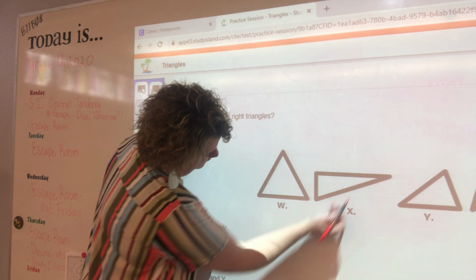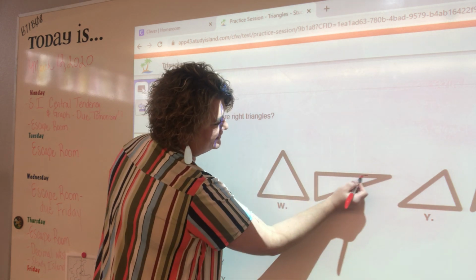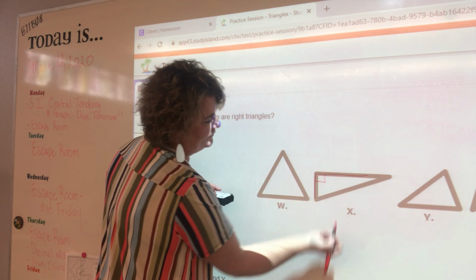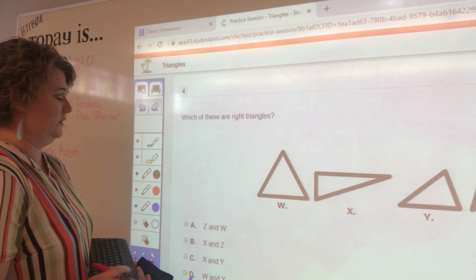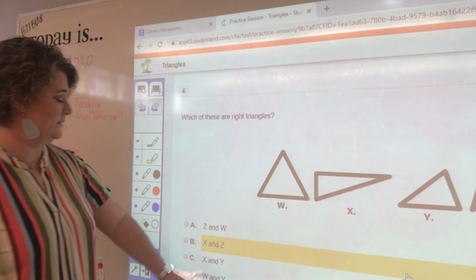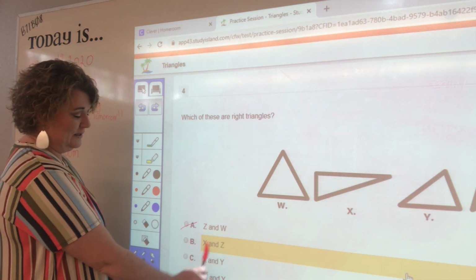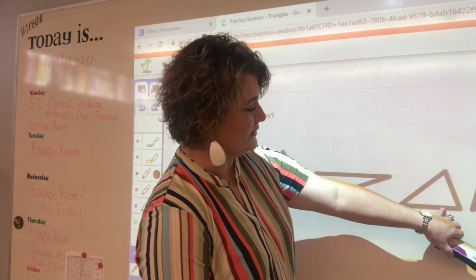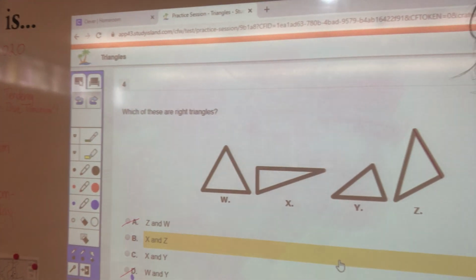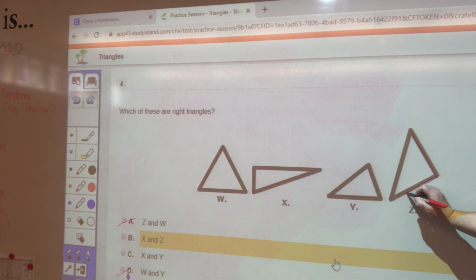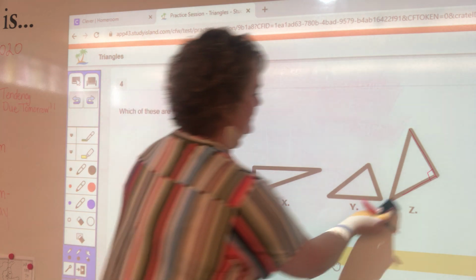So if you turn your head and look like this, you'll see there's a perfect L right there. So your letter's X. I'm warning you, you may have to get up and turn your head a little bit. Oh, there's two. Okay, so it can't be A, because it has to be X. So it's either X and Z or X and Y. Let's see. Here's Z. There's a perfect L going that way. So I totally think it's X and Z.